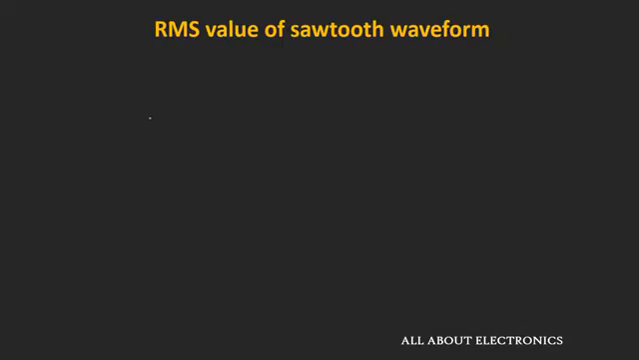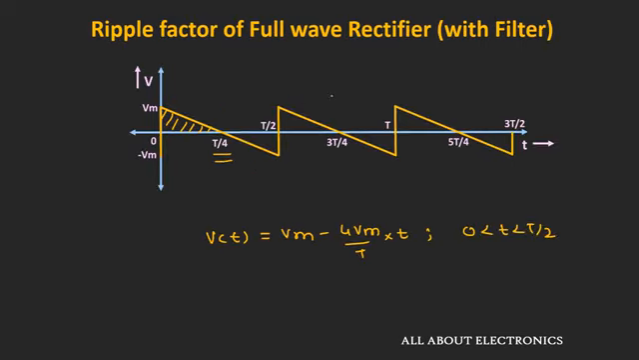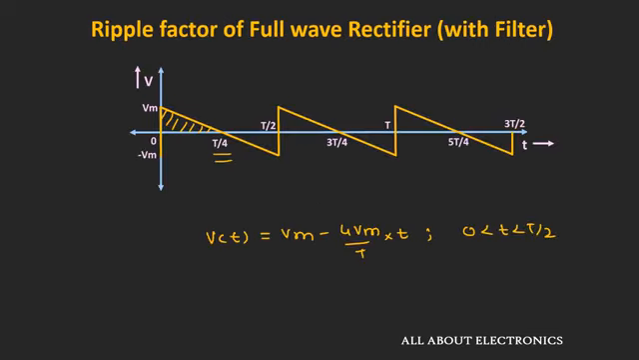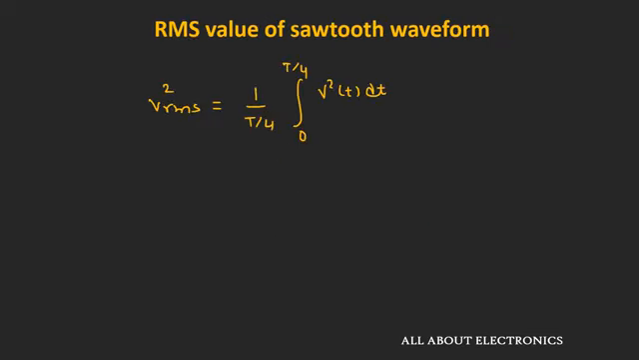So instead of finding the RMS value for this entire T by 2 time period, we can only consider this portion. So for this waveform, the Vrms square can be expressed as 1 by T by 4 integration 0 to T by 4 V square of t times dt, where this V of t is equal to Vm minus 4Vm by T times t. So I will encourage all of you to find the RMS value for this waveform. And if you put the value of V of t from this expression, and if you go through the procedure that we had gone for the half wave rectifier, then you will see that the RMS value will come out as Vm divided by root 3.